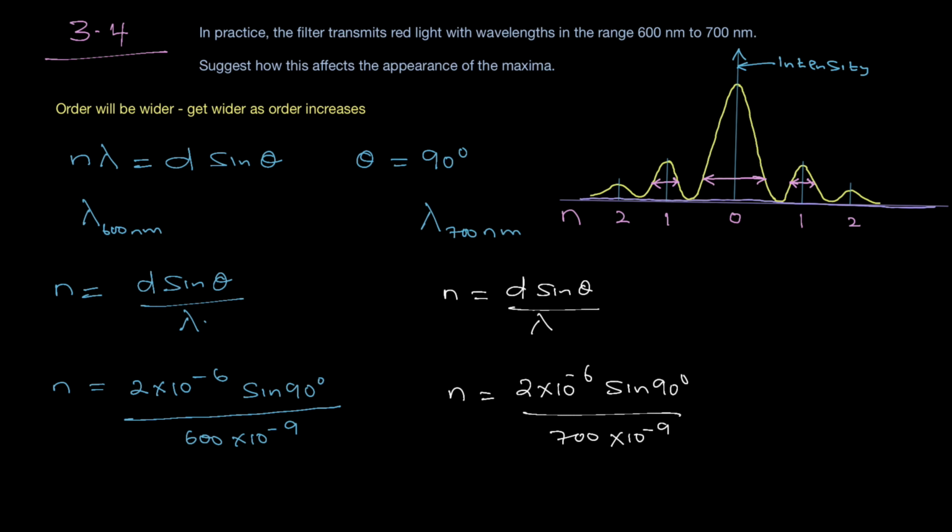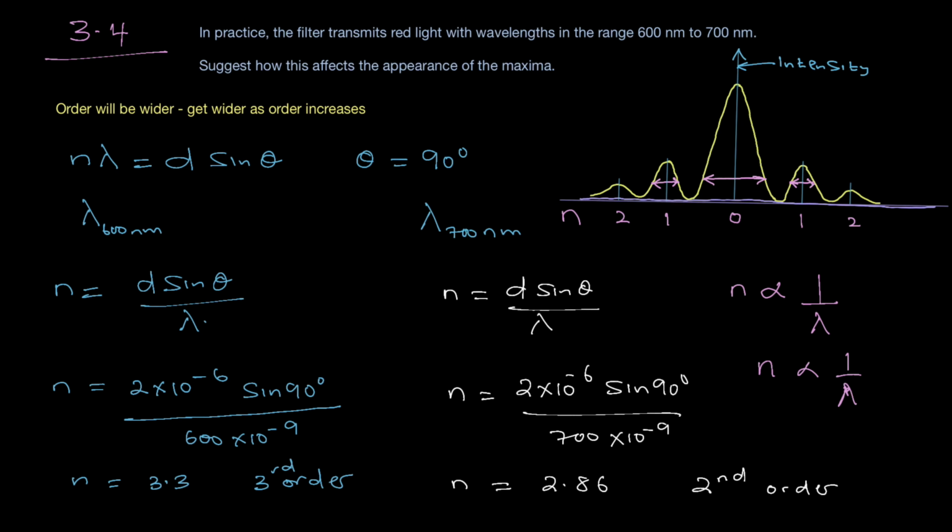For lambda of 600 nanometers, n turned out to be 3.3. So we can only get up to the third order. And for 700 nanometers, n equals 2.86. So we can get up to second order. From the equation, n is directly proportional to d, and n is inversely proportional to wavelength. Well, if the wavelength goes up, then n will go down.